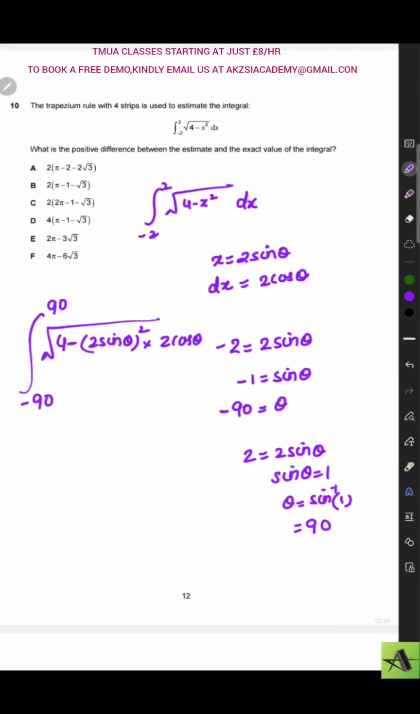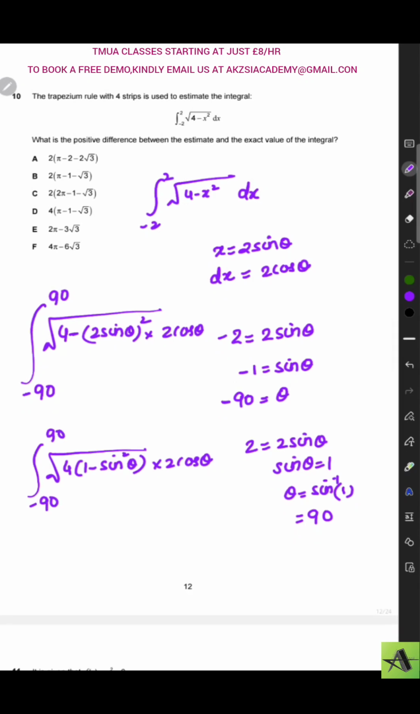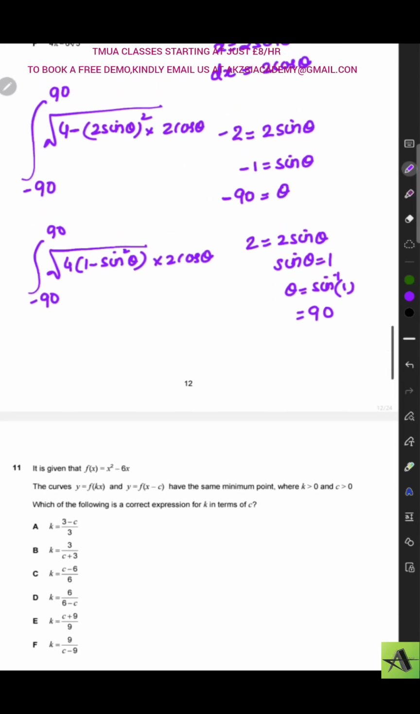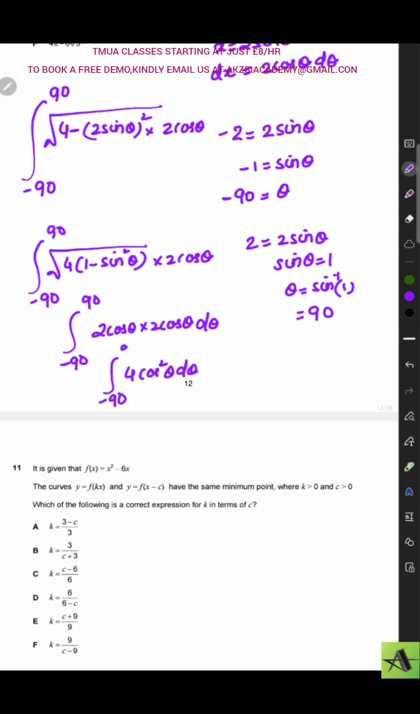4 minus 4 sine squared theta, that means taking 4 out as common, 1 minus sine squared theta, times 2 cos theta, from negative 90 to positive 90. 1 minus sine squared theta is cos squared theta. So 4 cos squared theta, and the root of it is 2 cos theta. So 2 cos theta times 2 cos theta, and the integration from negative 90 to 90 is with d theta. Here also it has to be the d theta. This will give you 4 cos squared theta d theta from minus 90 to 90.